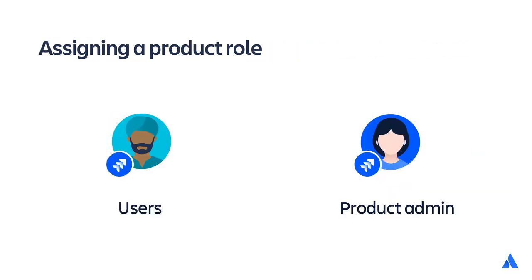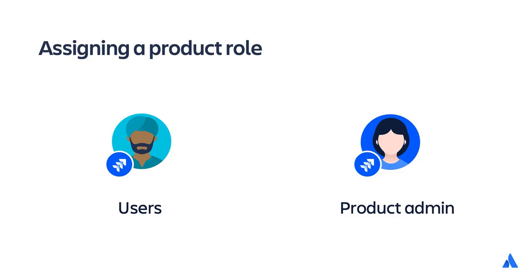When you invite a user, you assign them a product role. There are two product roles, users and product admin. The user role grants the user access to the product. When a user has this role, they use up a license seat. If you added a user to the Jira Software User product role, they will be added to the Jira Software Users, or whichever group you have set as the default for Jira Software.